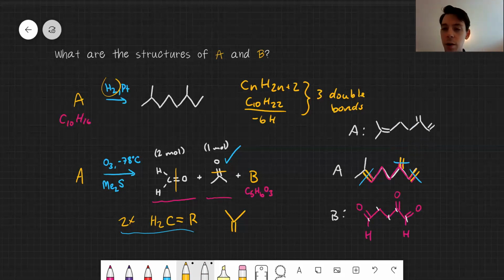Okay, so again, hopefully that helped you see how we could work backwards. And the key is looking at those products of the ozonolysis to identify where the double bonds could be.